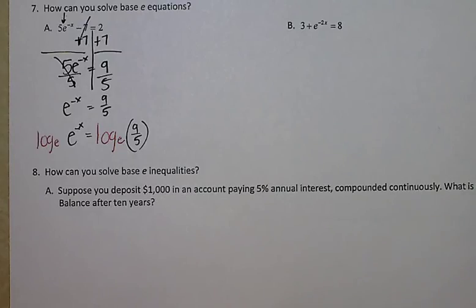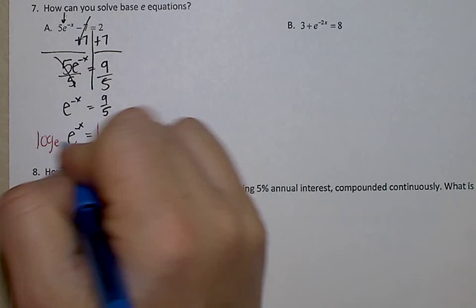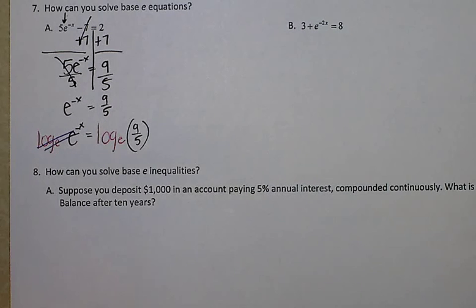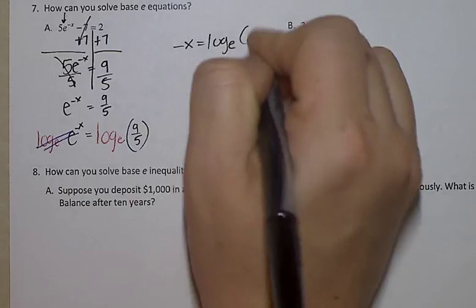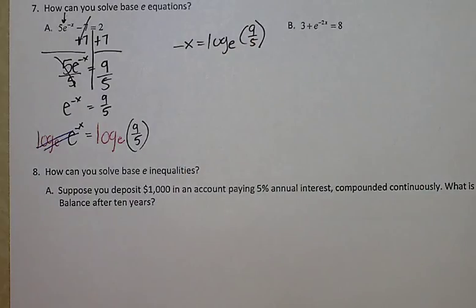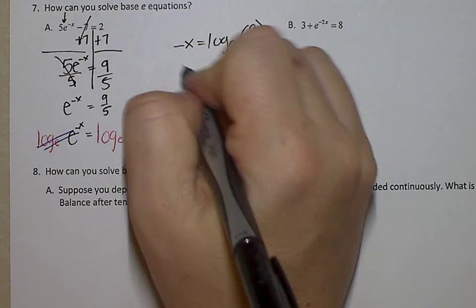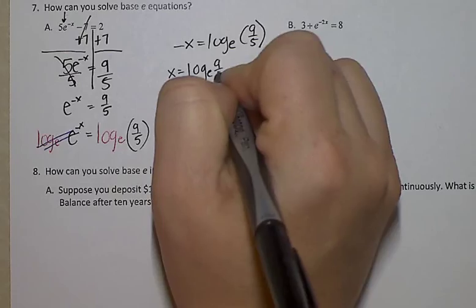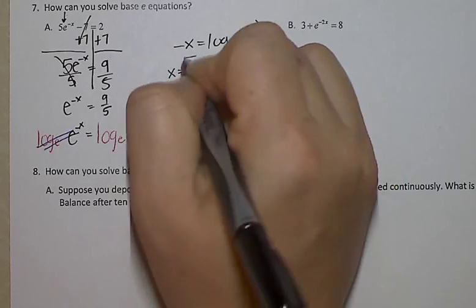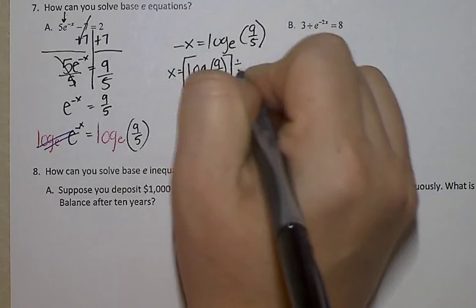On the left-hand side, the log base e's cancel, and I get to bring down the negative x. On the right, I have log base e of 9/5. Your last step is to simply get rid of the negative sign, which would be divide by -1. So I'm going to put this in brackets here, and my last step would be to divide by -1.